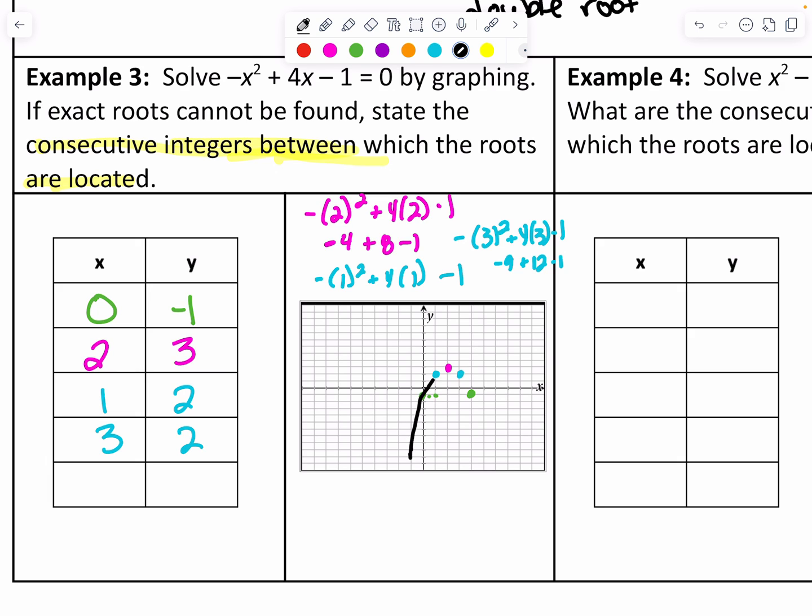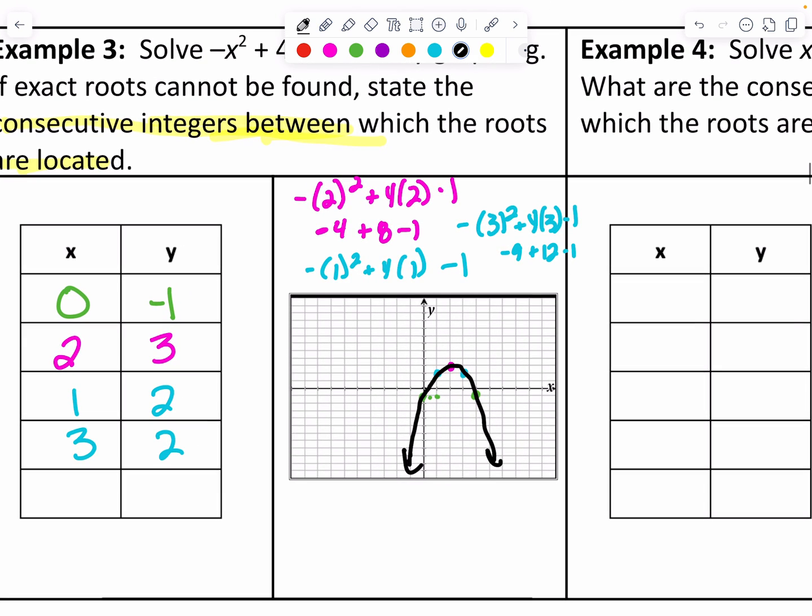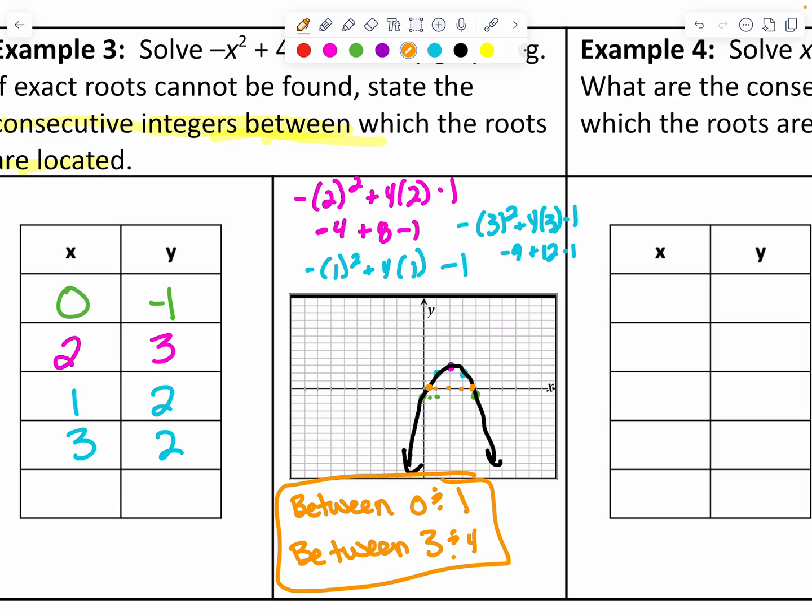Okay, so what are the solutions? What is it asking us to find? That was a beautiful straight line. So it crosses the x-axis, but do you see how it crosses in the middle here? So it's like right here and right here. It's not at a nice intersection. So if I look at this first one, this is between 0 and 1. And then between 3 and 4. So my roots, my solutions are between 0 and 1, 3 and 4.